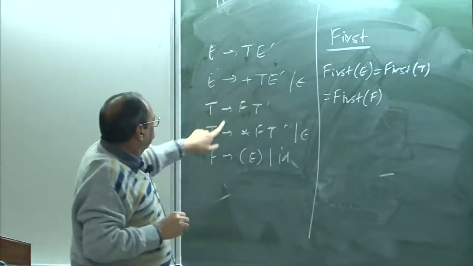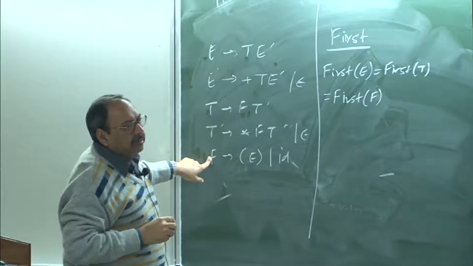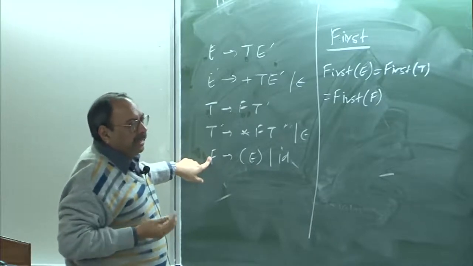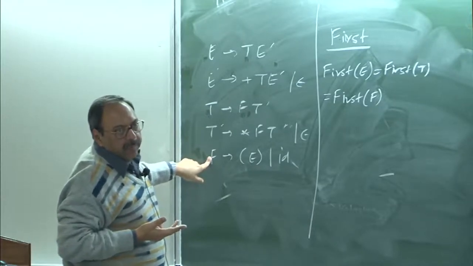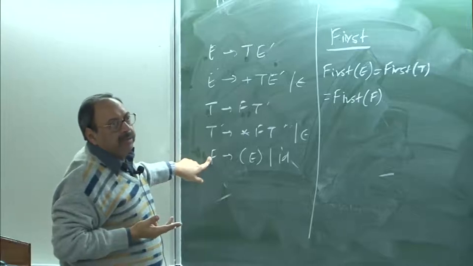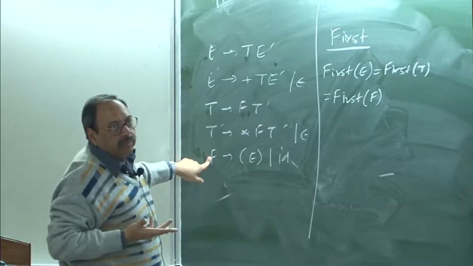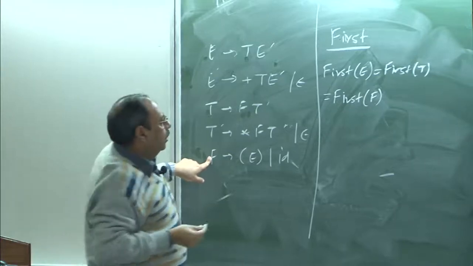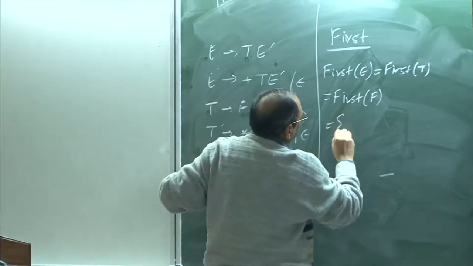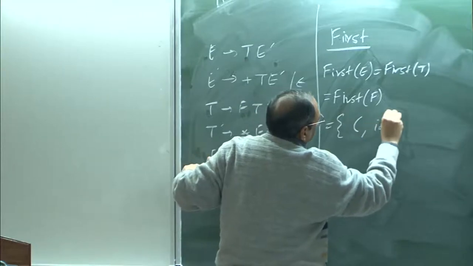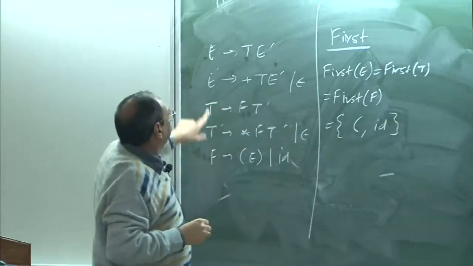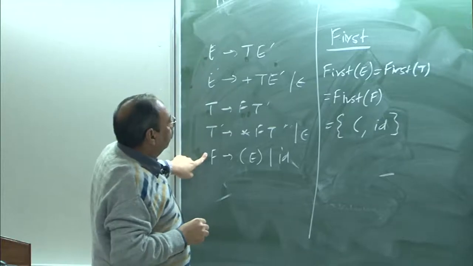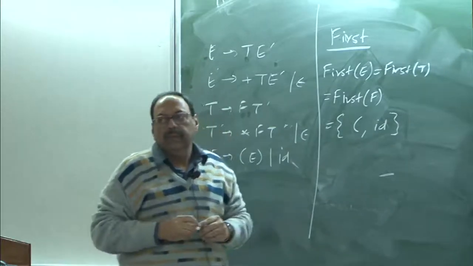And then, if I look at first of F, what are the terminal symbols which can come at the beginning of any derivation starting from F? Left parenthesis and ID. These are the only two symbols which can come into any string derived from F. So I say that this is nothing but left parenthesis and ID. So first of E, first of T, and first of F are the same, and this is the set.